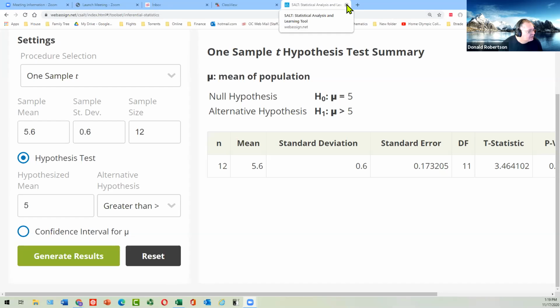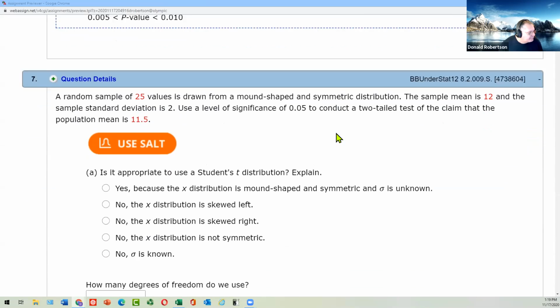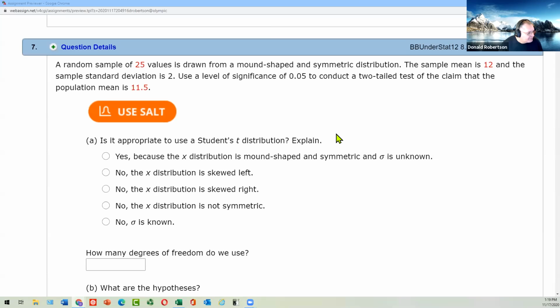I can move this back here, right? Close that off. Right. And here's our first story, question 7. So I'm going to add a few other things as we go through this. What we're doing in 8.2 is a student T distribution, right? Instead of a normal distribution, which is 8.1 as Z-score, we're going to do a student T distribution, right? 8.2. Is it appropriate to use it?